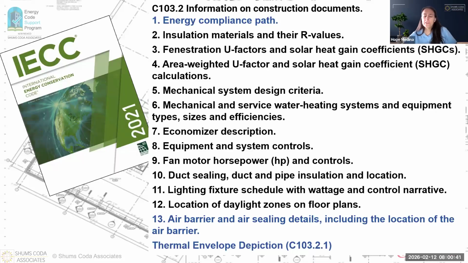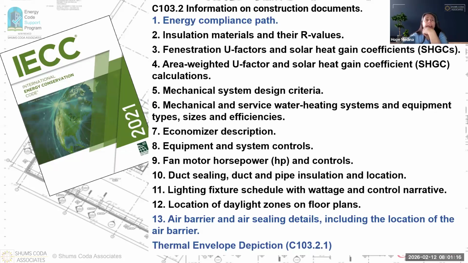My absolute favorite section of the code happens to be C103.2. I appreciate C103.2 because it provides us with a list of items that need to be placed on the plan so that we're able to determine that we're going to get code compliance for our lighting controls.